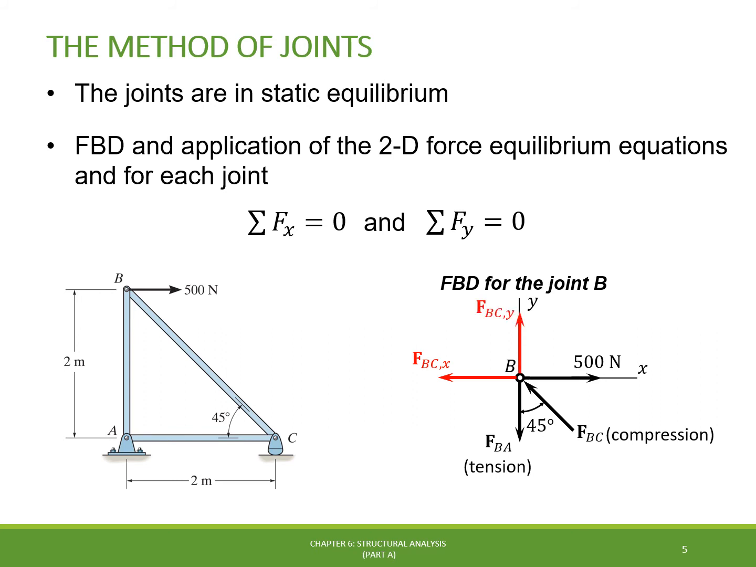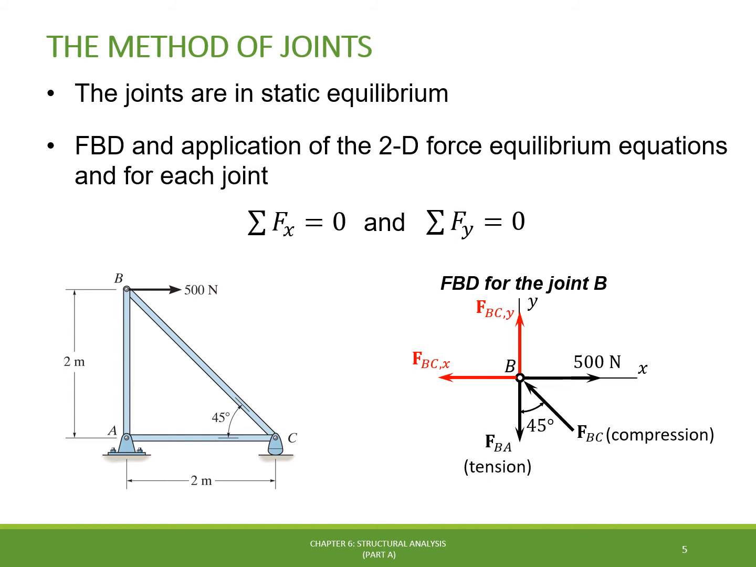Since the vertical component of FBC will be oriented towards the positive y direction, the force FBA must be oriented towards the negative y direction to counterbalance this force and guarantee the equilibrium of forces at the joint B in both directions.